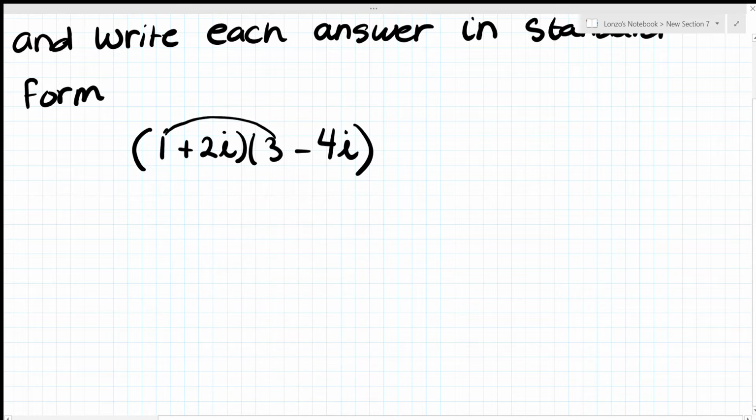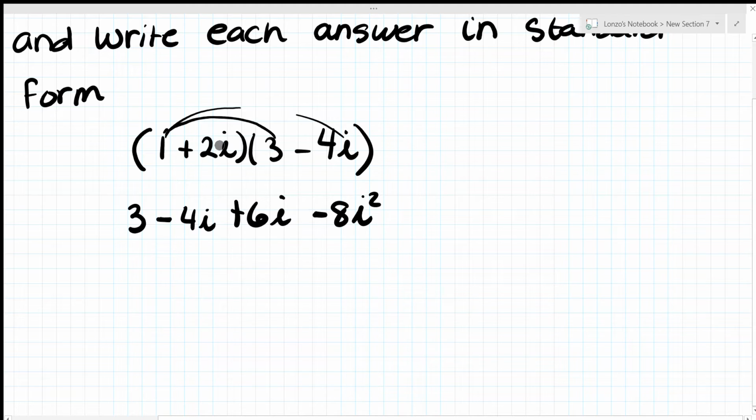So it's going to be 1 times 3 is 3. 1 times negative 4i is negative 4i. 2i times 3 is 6i. 2i times negative 4i is negative 8i squared, because we're multiplying the i's as well as the numbers. So let's simplify. Remember from the last rule, we know that i squared is negative 1, right? So we'll multiply negative 8 times negative 1. Let's bring all this down: 3 minus 4i plus 6i. Negative 8 times negative 1 is positive 8.